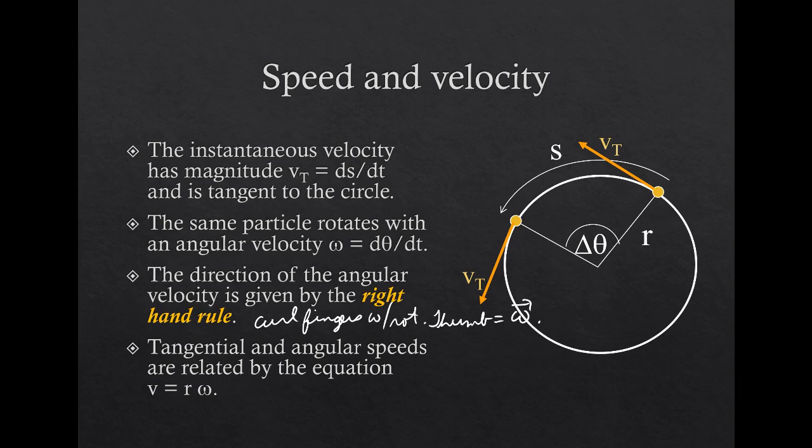Now I should also mention that for this right-hand rule, we're going to be seeing these a lot in the course. And for this first one, if you curl your fingers with the rotation, your thumb is omega, and a dot with a circle around it represents that omega is coming out of the page. And a little x means that omega is going into the page.